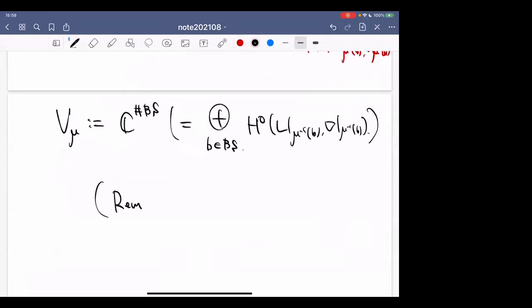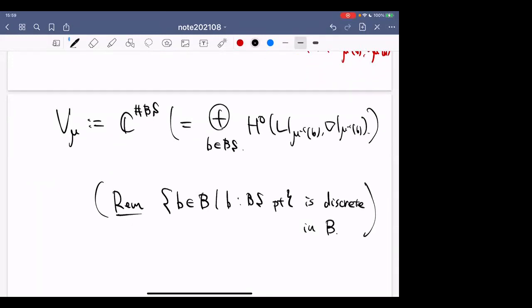Here, I should remark that the set of Bohr-Sommerfeld points in B is discrete in B. So in particular, if B is compact, then the number of Bohr-Sommerfeld fibers is finite. So if B is compact, then V_mu is a finite dimensional vector space.